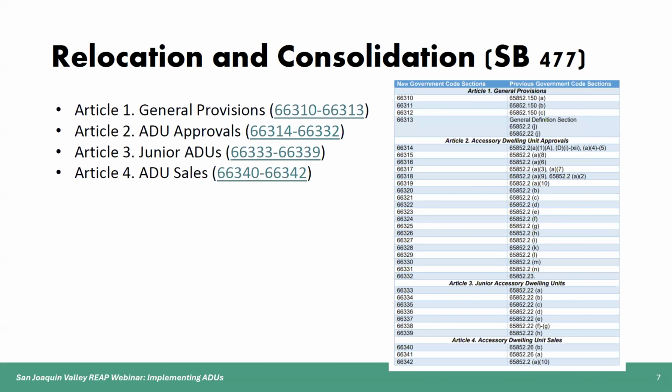So there's 4 articles starting with general provisions, ADU approvals, JDUs, and ADU sales. So these are all hyperlinked here for when you revisit this PowerPoint later. And on the right, I just noticed in an HCD comment letter that this is what they're providing at the end of their letters now to show the new government code section and the previous government code section. So that might be helpful to you.